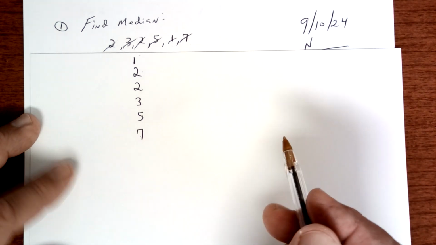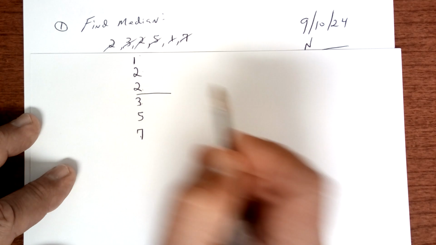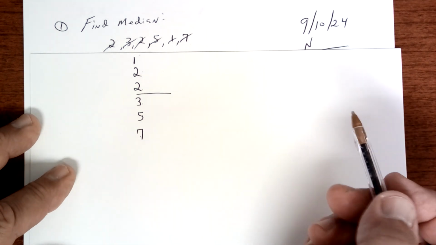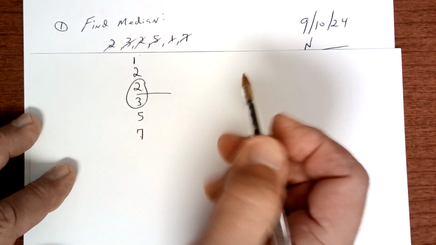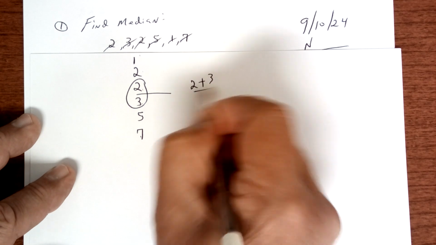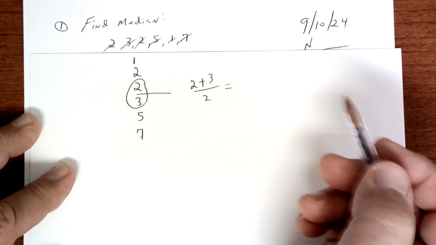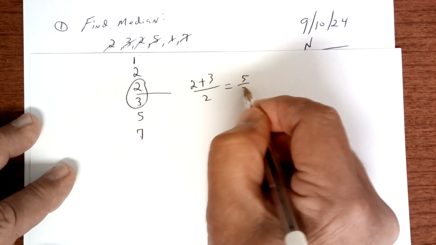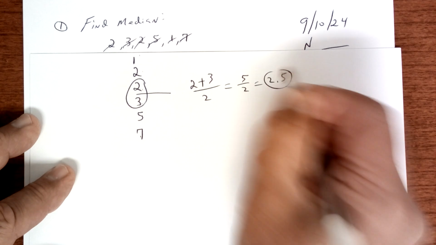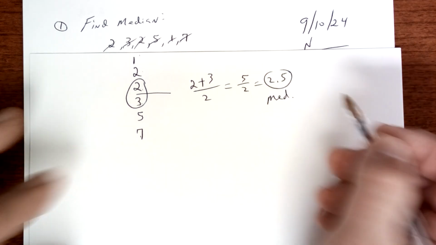So the 1 in the middle is right here. In other words, you don't have 1 in the middle. But you got to add up these two. So it's 2 plus 3 divided by 2 because there's two numbers here. So it's 5 divided by 2, which equals 2.5. That is the median. Okay, the 1 in the middle.